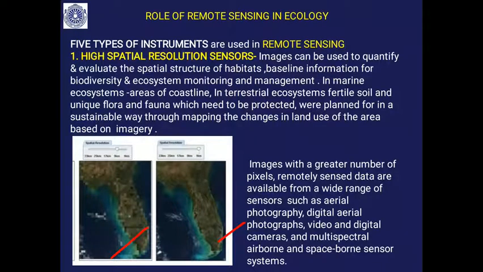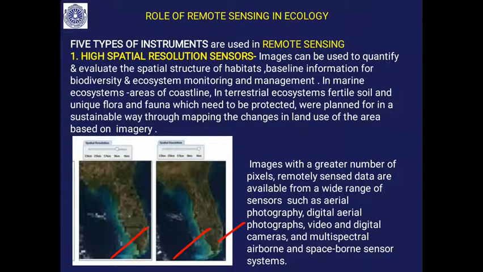Data are available from a wide range of sensors such as aerial photography, digital aerial photographs, video and digital cameras, and multispectral, airborne or space-borne sensor systems. The sensors may be located on any platform. It may be ground based, or aerial photographs, a drone can be used, or else a helicopter, an airborne platform. These sensors are able to take high pixel images.